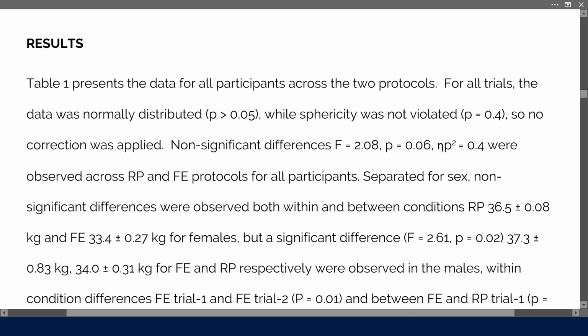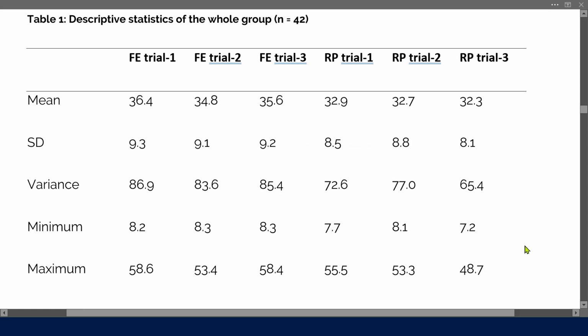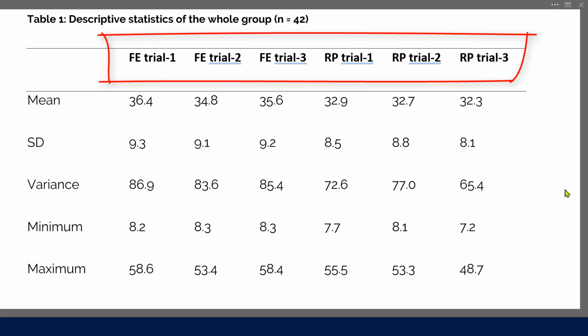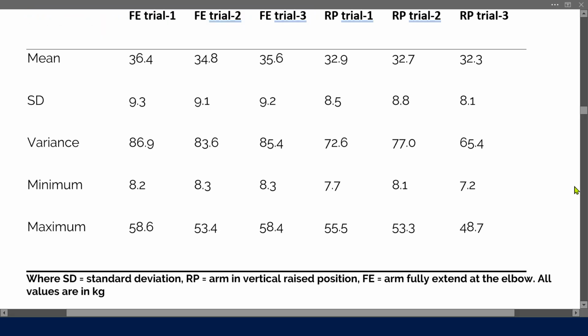So let's read along. The first thing this goes with is Table 1 presents the data for all participants across the two protocols. So to remind ourselves, they've done two different protocols. If we quickly scan to Table 1, and again, to learn about how to get tables nicely constructed, go and watch this separate video. Here we can see we've got our trials, and they've got two conditions, FE and RP, 3 trials. The information is giving us the scores for the whole group. We've got the mean values, the standard deviation, the variance, and the minimum and maximum values have all been reported.